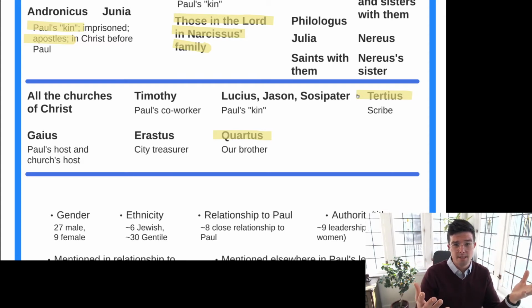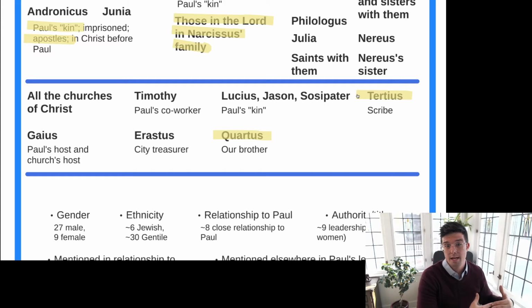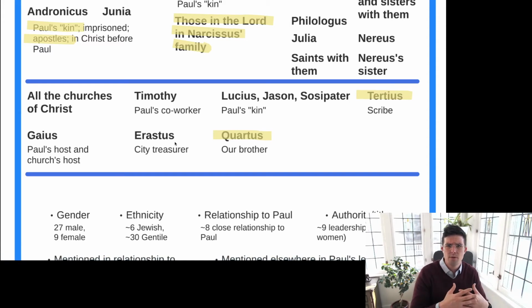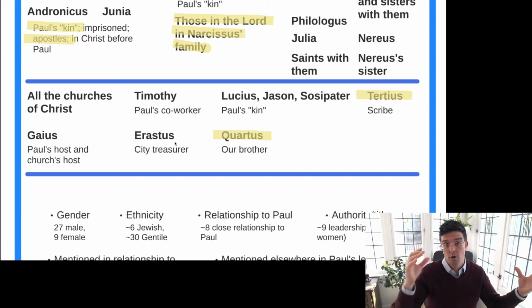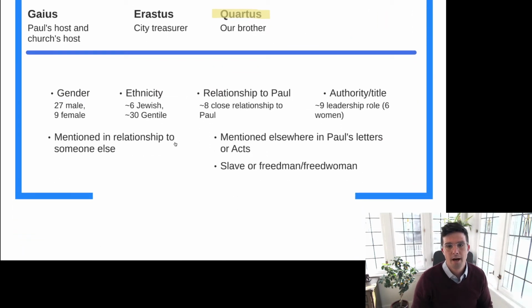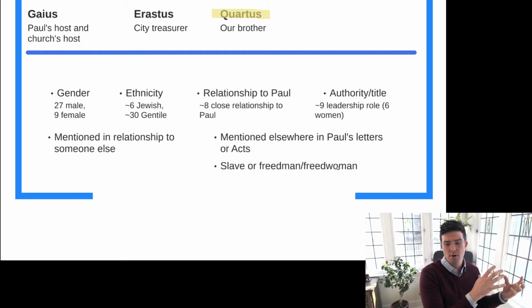So what this suggests is also that we have people of a lower social standing than someone like Narcissus, or also here Erastus, who is a city treasurer. So when it comes to the scope of the church in Rome, we have a lower to middle class setting for the figures that are mentioned here. And so I say right here that we have slave or freedman and freedwoman. We have those in authoritative roles, but we also have those who appear to be of a slightly higher social standing.